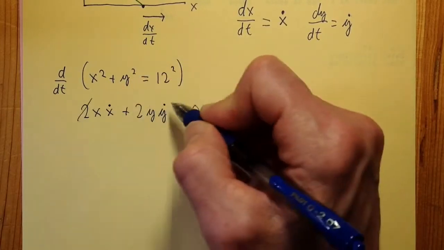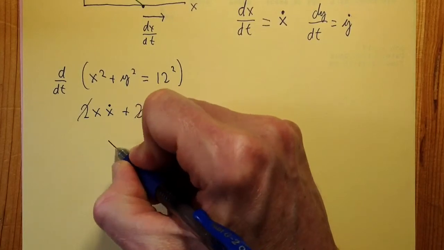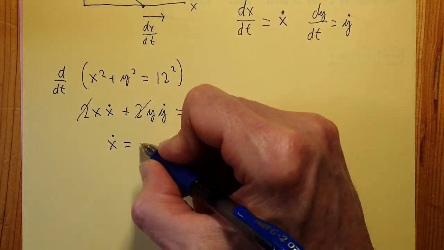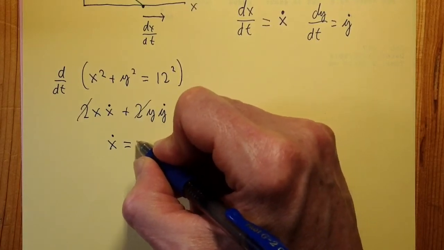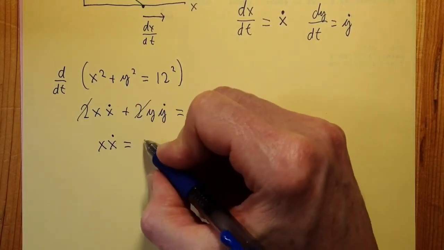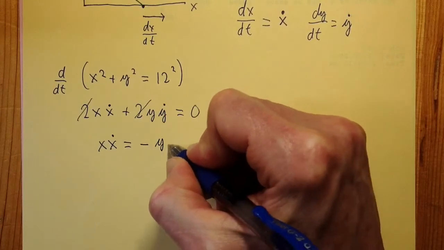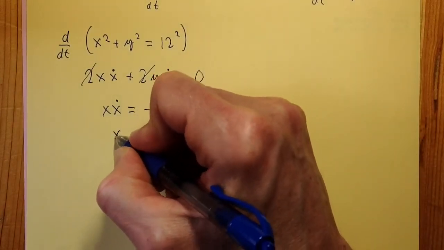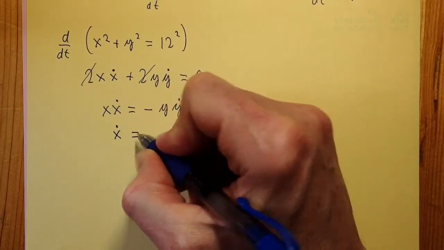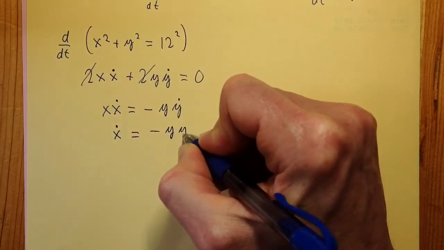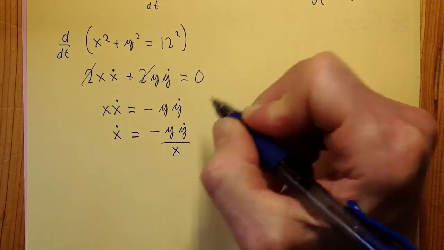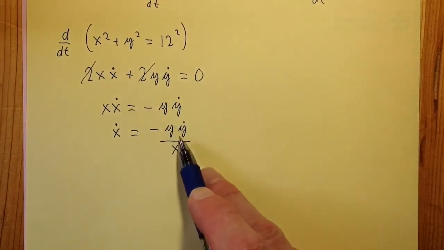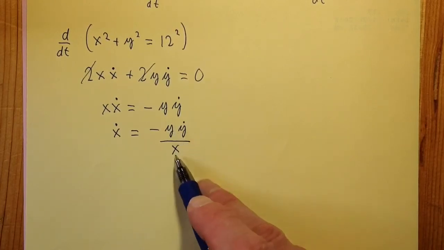The 2's are going to cancel, divide both sides by 2. So x dot is equal to negative y dot, or how fast the x variable is changing, dx/dt is negative y dot divided by x. So if we want to know how fast the x is changing, we need to know at what point how big is y when it's changing? How big is x when it's changing?